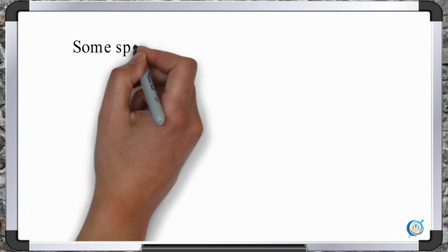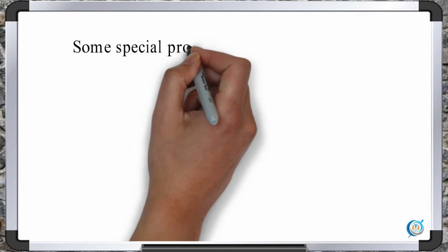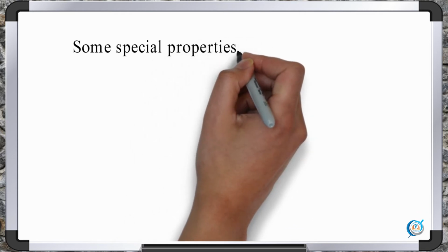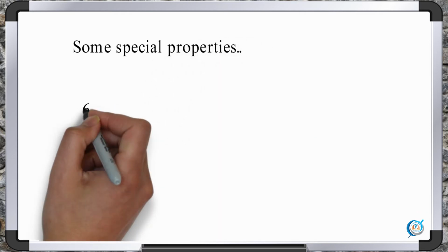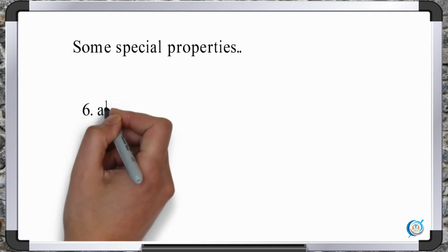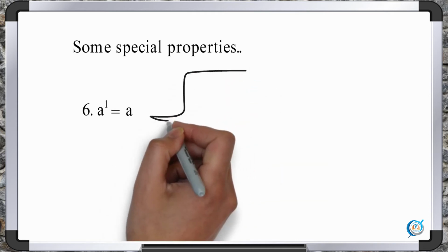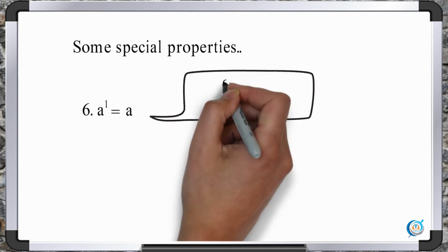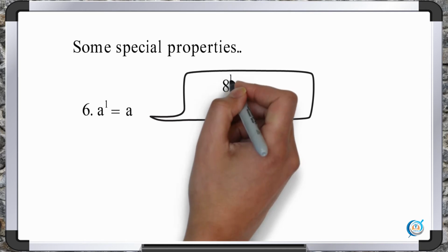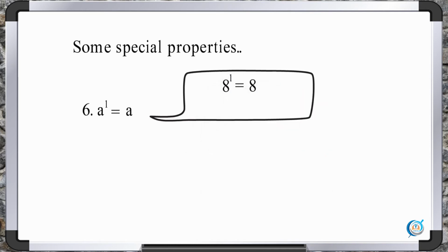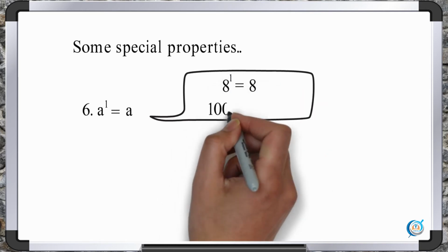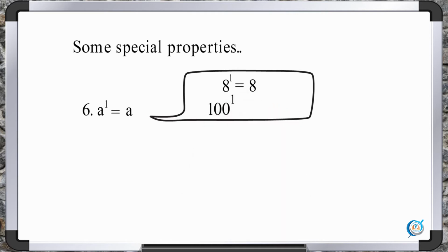Now we'll go through some special properties. Sixth one, a power 1 is equal to a itself. Multiplying any number to the power 1 will be the same number. 8 power 1 is nothing but multiplying 8 one time, that is 8 itself, and 100 power 1 will be 100 itself.